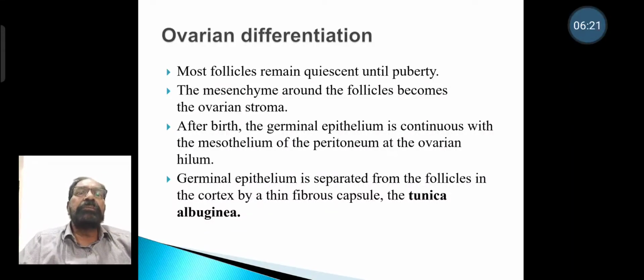The mesenchyme around the follicles becomes the ovarian stroma. After birth, the germinal epithelium is continuous with the mesothelium of the peritoneum at the ovarian hilum. The germinal epithelium is separated from the follicles in the cortex by a thick fibrous capsule called the tunica albuginea.